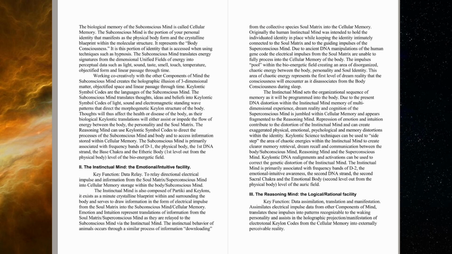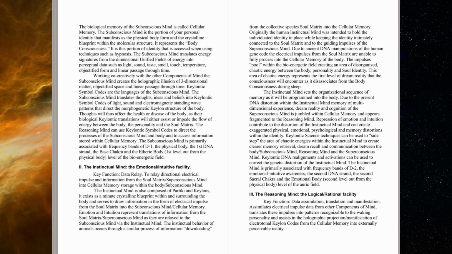The instinctual behavior of animals occurs through a similar process of information downloading from the collective species soul matrix into cellular memory. Originally, the human instinctual mind was intended to hold the individuated identity in place while keeping the identity intimately connected to the soul matrix and to the guiding impulses of the superconscious mind. Due to ancient DNA manipulations of the human gene code, the electrical impulses from the soul matrix are unable to fully process into the cellular memory of the body. The impulses pull within the bioenergetic field, creating an area of disorganized, chaotic energy between the body, personality, and soul identity.